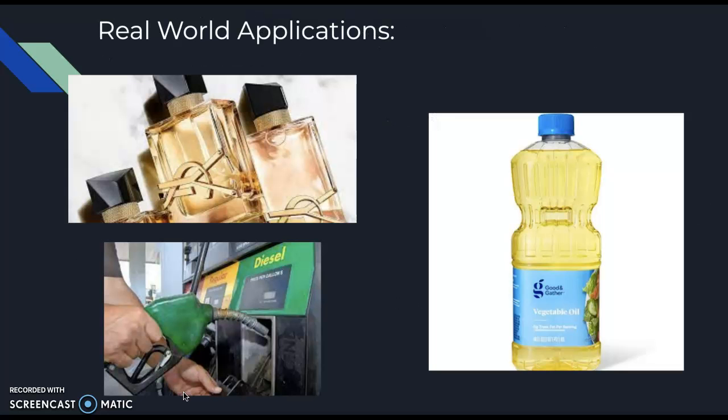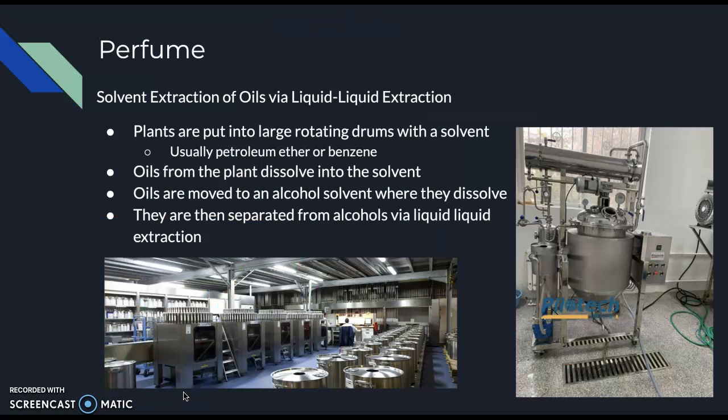Alright, so there are many processes that use liquid-liquid extraction, and some examples of those are making perfume, diesel, or vegetable oil. So in the case of perfume, plants are put into large rotating drums, and then the oils in those plants are dissolved in either petroleum ether or benzene. And then we take those oils and move them to another solvent, which is typically an alcohol. And then those oils dissolve in that alcohol, and then we can separate the oils from our undesired products with liquid-liquid extraction.